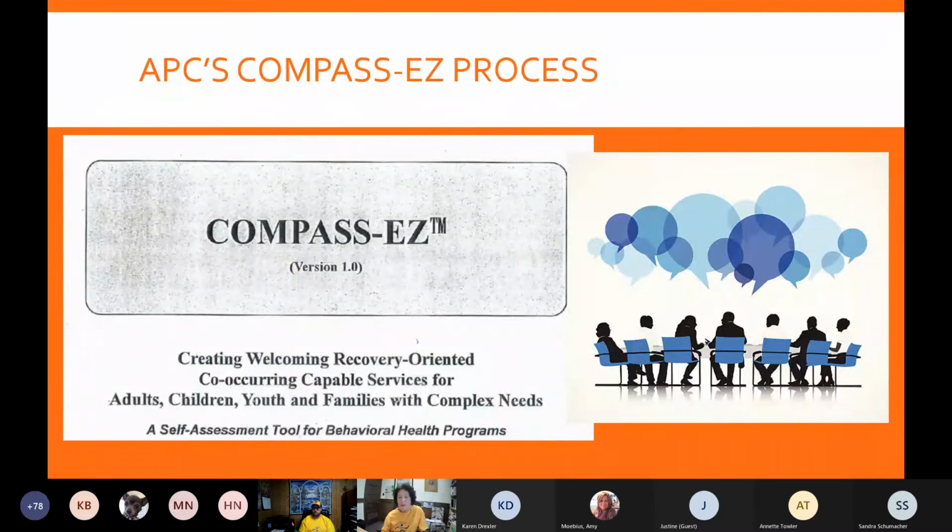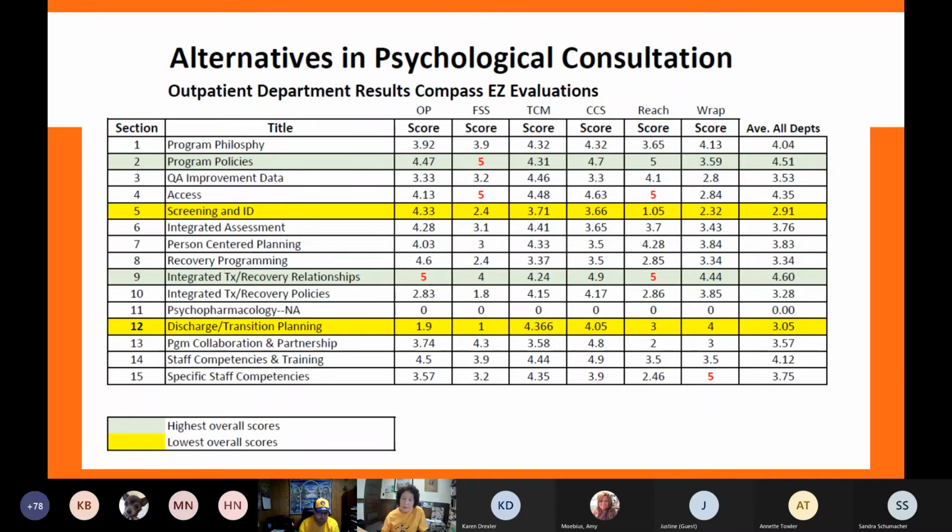One of the ways that we make these changes is the Compass Easy. Alternatives learned how to administer the Compass Easy, which is an assessment tool, in our agency in 2011. And it took us 4 months to do our Compass Easy, but it doesn't have to. It can actually be easy. But we did the Compass Easy on each department, and we got scores.